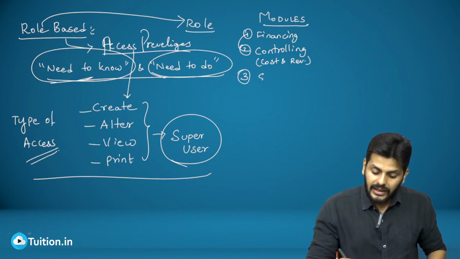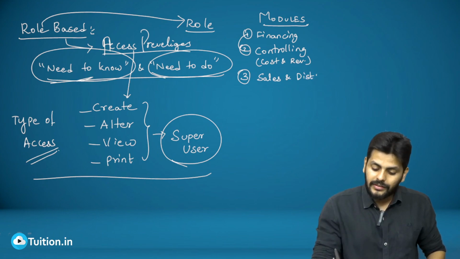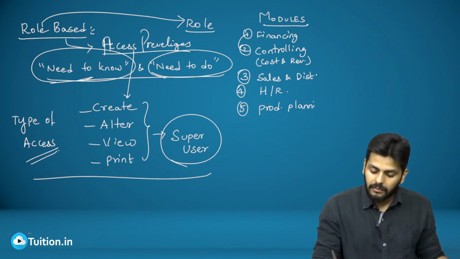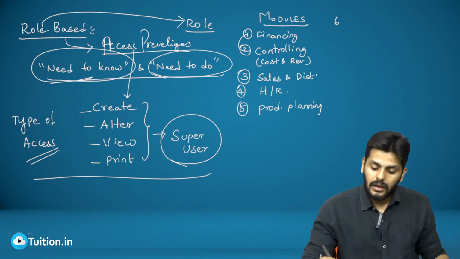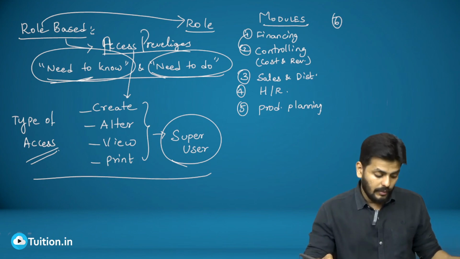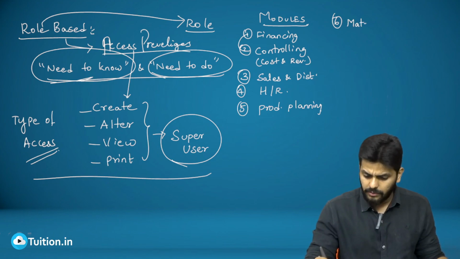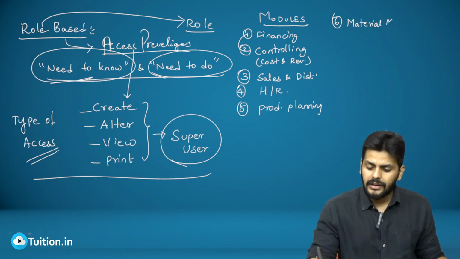Then the next module that we have is the sales and distribution module, which deals with all the sales outward. Then we have the HR module, or human resource module. Then we have the production planning module or procurement module. This is production planning, which will talk about procuring the raw material, bringing the raw material in, sending the material out and all that. Then we have the material management module. This is totally an inventory module.